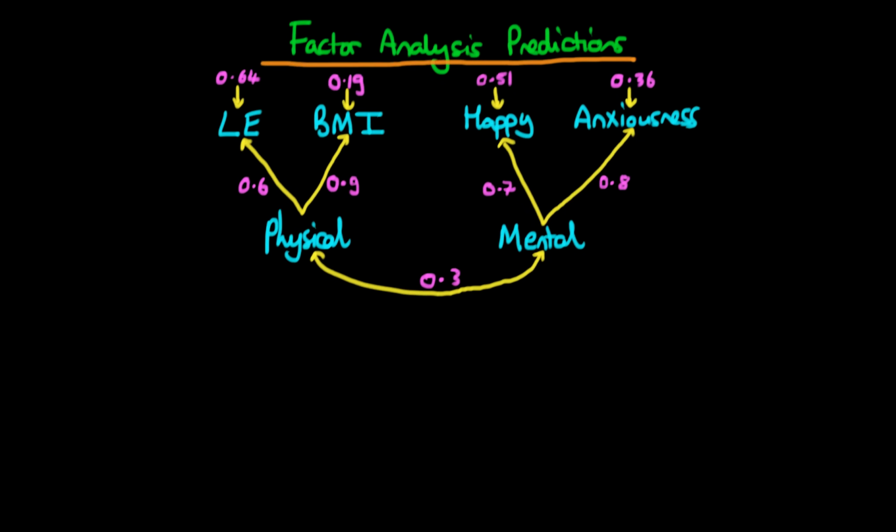In this video, I want to talk about how we can use our model, which we've estimated in factor analysis, in order to enable us to derive the model predictions of variances and covariances of indicator variables. So we've got this model up here whereby we have two underlying unobserved factors, measures of physical and mental health, and physical health loads on life expectancy and BMI, whereas mental health loads on how happy an individual feels and the degree to which they feel anxious.